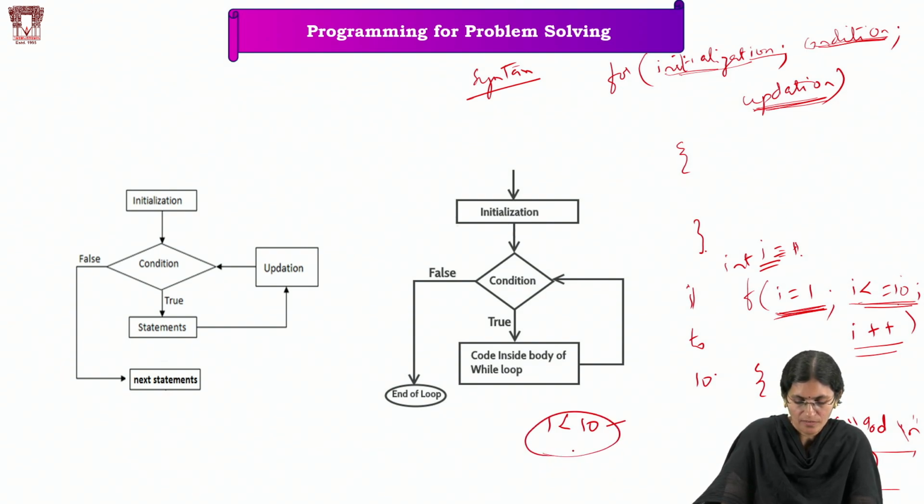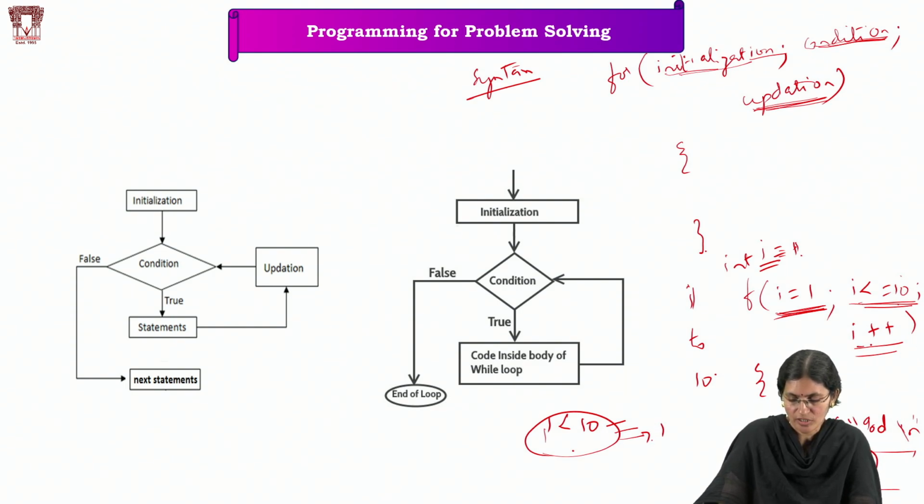So this is a Boolean expression. The condition is nothing but a Boolean expression which is evaluated to true or false. If it evaluates to true, then the statements inside the for loop will be executed. So i is 1, which is less than 10, so it will enter this block of code, and then this printf statement will be executed. The i value is 1, so 1 will be printed.